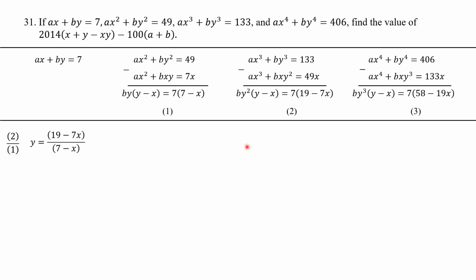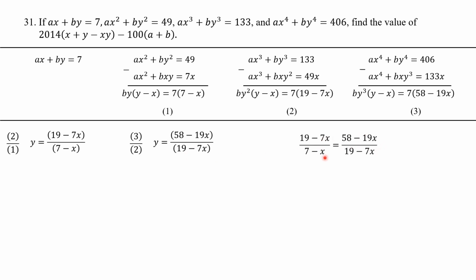And I will do exactly the same thing with these two equations. I divide equation 3 by equation 2, and again I will get y equals 58 minus 19x divided by 19 minus 7x, because y minus x cancels out, y squared cancels out, leaving y here, and b cancels out. So y equals this. Now, I'm going to set these two equations equal to each other because both of them are equal to y.